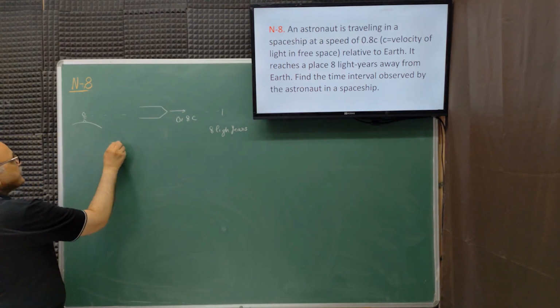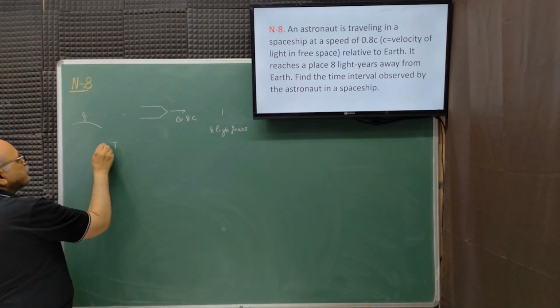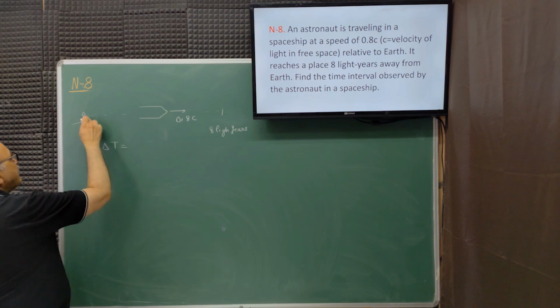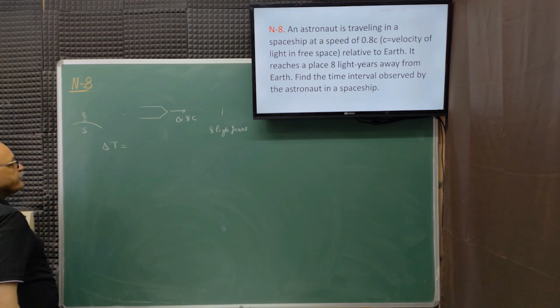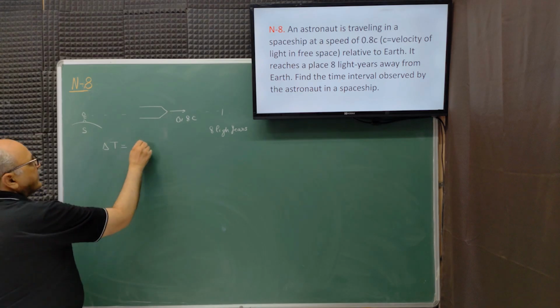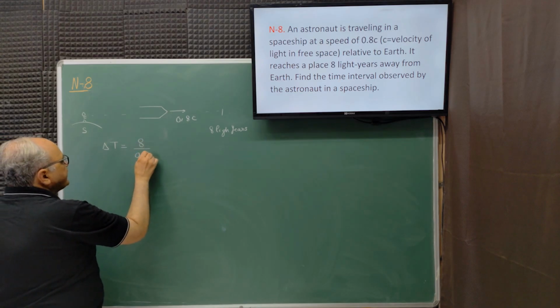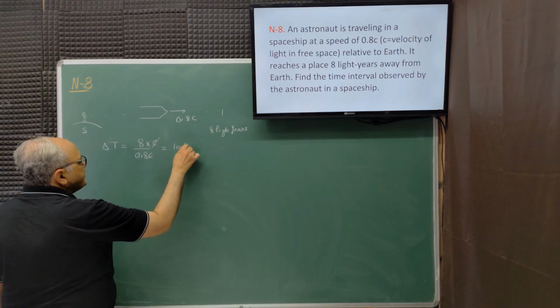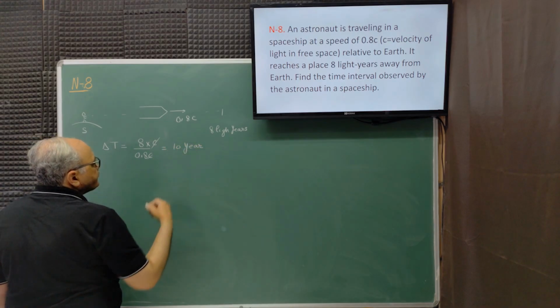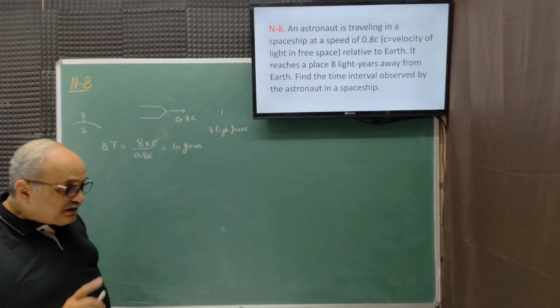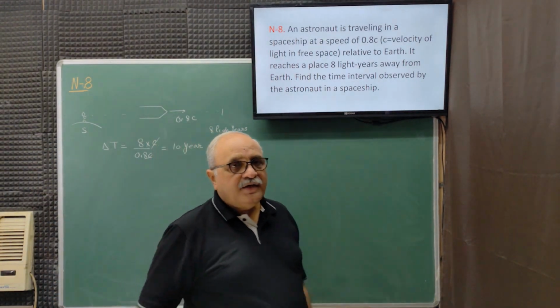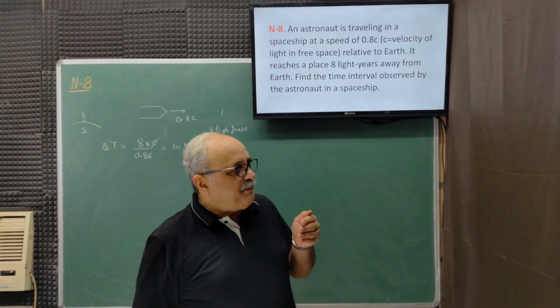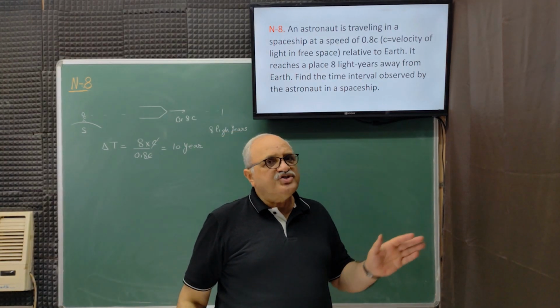So the time interval observed by the observer in the S frame will be 8 light years divided by 0.8 c. The c cancels out, so that is equal to 10 years. So for the person who is on Earth, we'll say that the spaceship has taken 10 years to reach there.